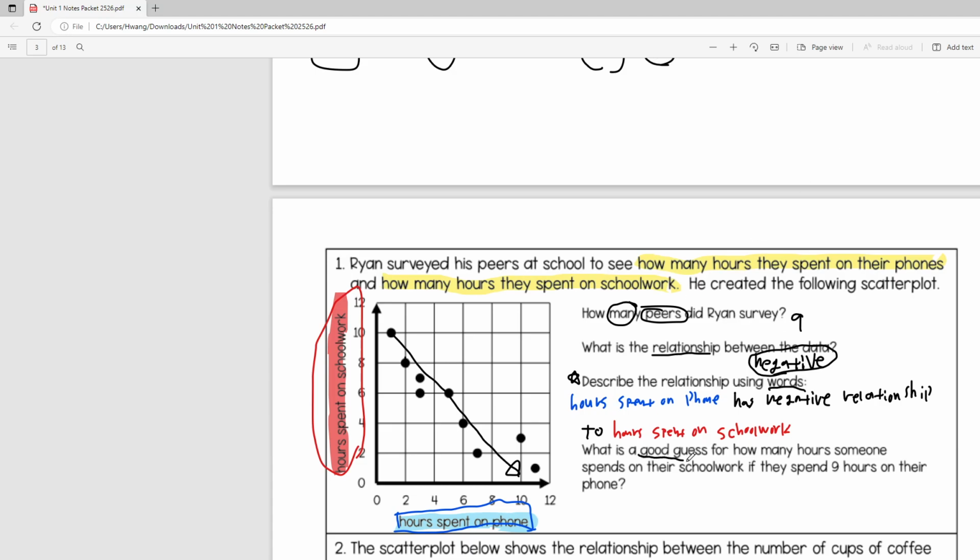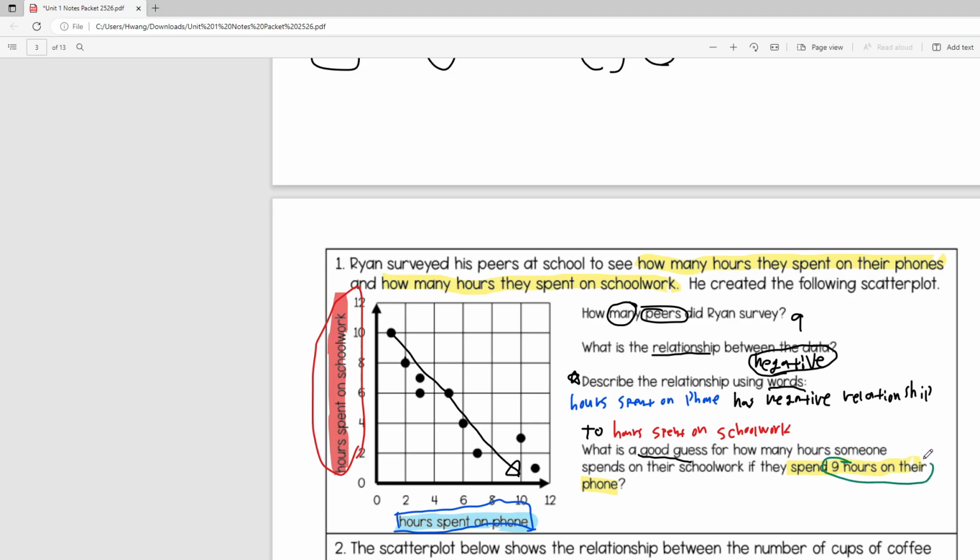What is a good guess for how many hours someone spends on their schoolwork if they, let me highlight this, spent 9 hours on their phone. So it's just asking you to estimate, if the student used 9 hours on phone, what is the estimated hours spent on schoolwork? Like how can you predict the future? It feels impossible. But by the power of scatter plots, we can actually predict it.